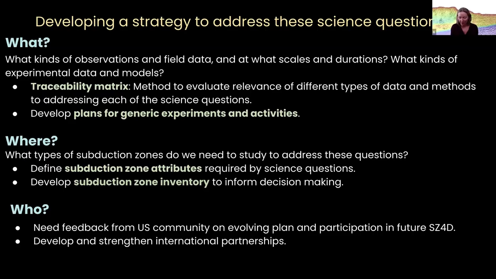So armed with our umbrella question and those 4 questions, the work of our working group has been, as with the others, to develop a strategy to tackle those questions. This includes both figuring out what we need to do to tackle the questions, what kinds of observations, models, and experiments are required. To that end, we've developed a traceability matrix, which I'll show you a little bit about, to link our questions to the specific activities that are necessary to address those questions. And from that, we developed plans for notional experiments and activities that we can undertake to carry that out.